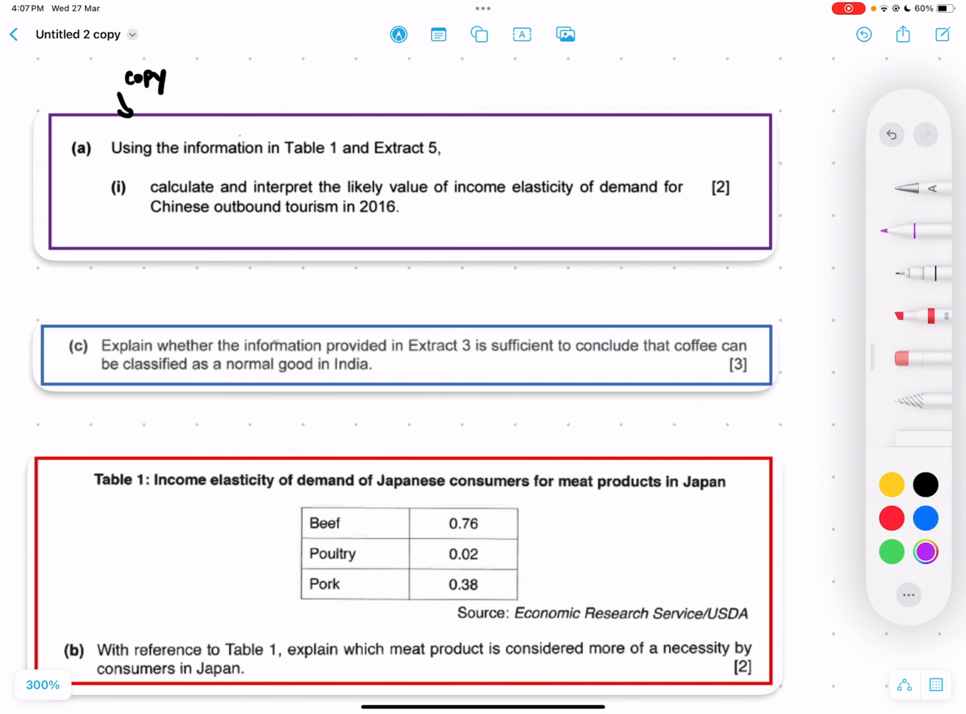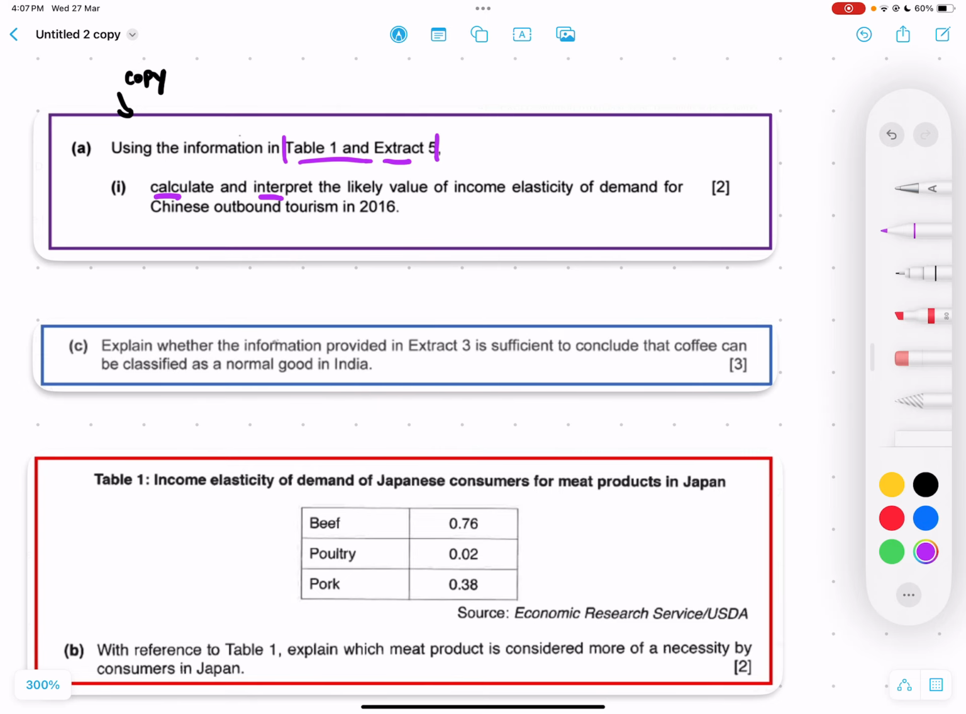The first question asks you to calculate and interpret the likely value of income elasticity of demand for Chinese outbound tourism in 2016. They give you some percentage figures in table 1 and extract 5. I don't have it here, there's no point pasting it, just to let you have a feel of how the question is going to be asked.